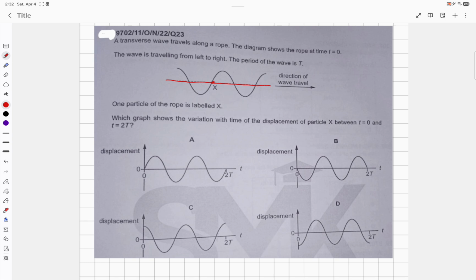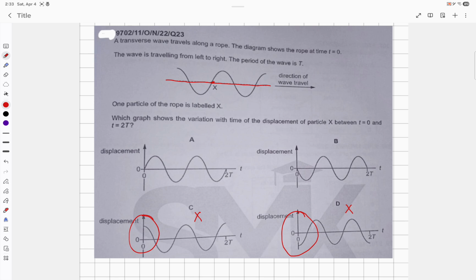So if you look at the options, in option C, at time t0 the displacement is not 0. Option D, at time t0 the displacement is not 0. So C and D are both the wrong choices, right? Now the only things left are A and B.